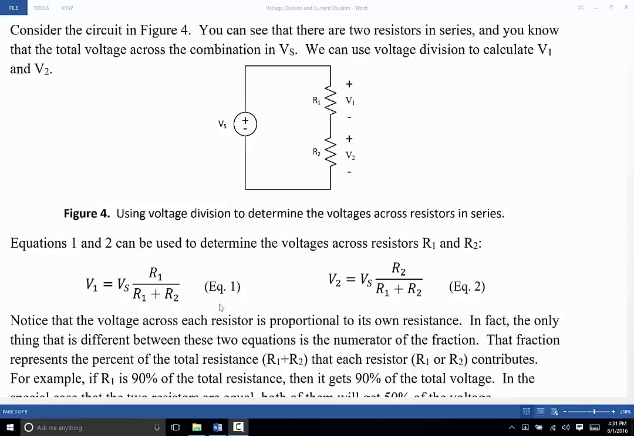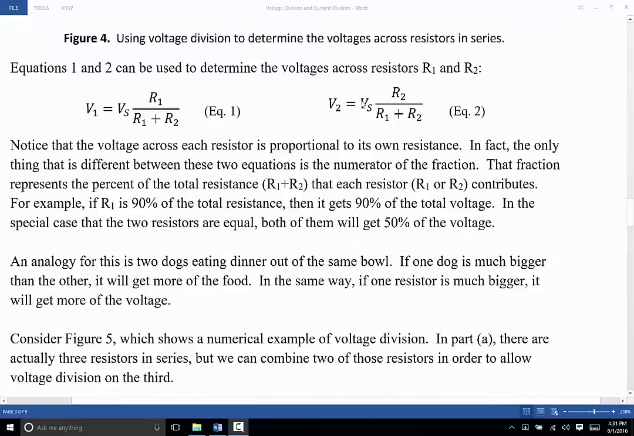So when you do a calculation like this with real numbers, you can double check whether or not your answer is reasonable. Another thing you can double check is, does the larger resistor get more of the voltage? And is it roughly in proportion to how much more resistance it has? If so, then it seems like your answers are probably pretty reasonable.